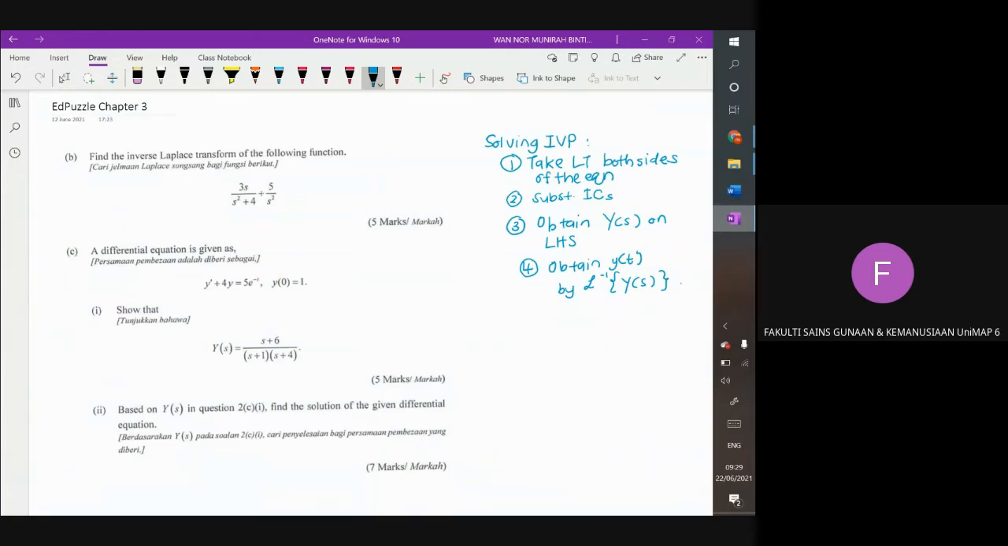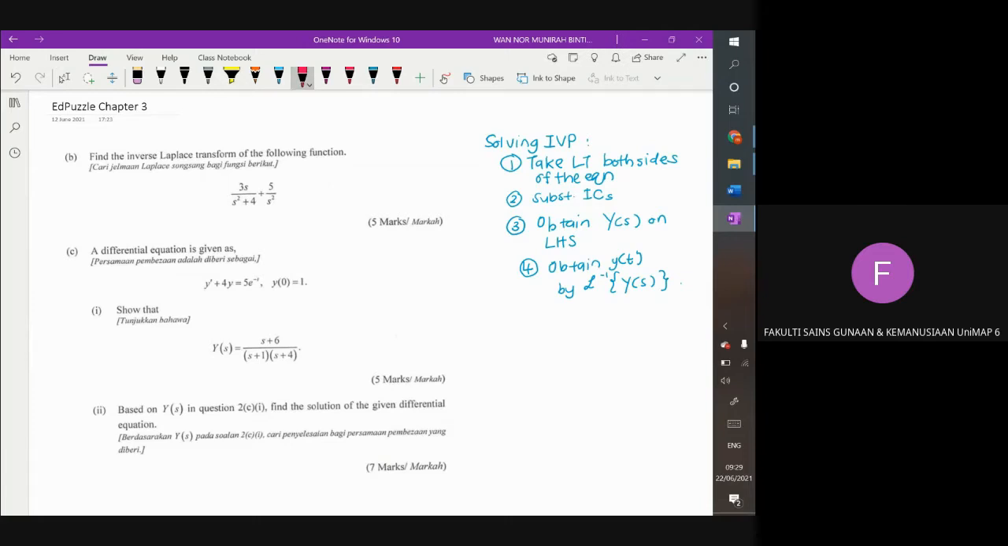Assalamualaikum. In this video, I'm going to show you the inverse of Laplace transform as well as the Laplace transform, and then how to solve the initial value problem by using the Laplace transform. I took these questions from the previous final exam question. So let's try to discuss one by one.